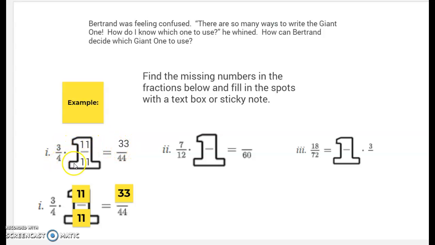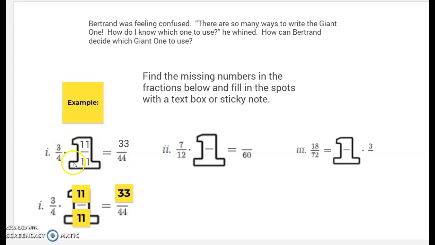So I know that 4 times 11 is equal to 44. So to get my numerator over here as an answer, I have to multiply these two numerators. 3 times 11 is equal to 33. So my fraction is 33 over 44. And that number is equivalent to 3/4. It is equal to it. It is just that 3/4 is written in its simplest terms.